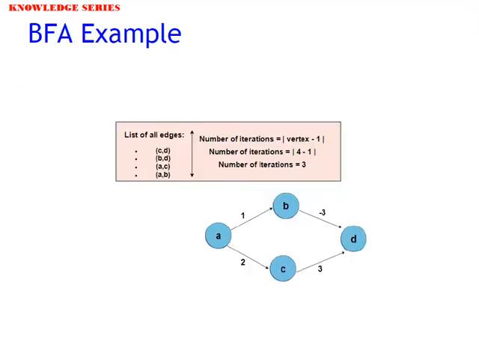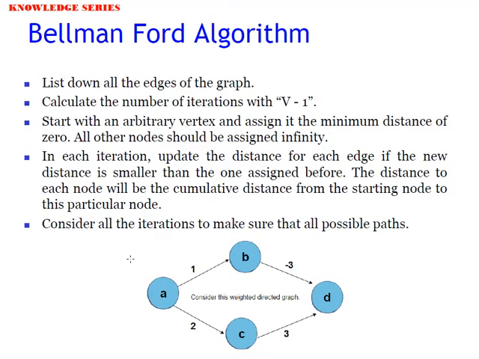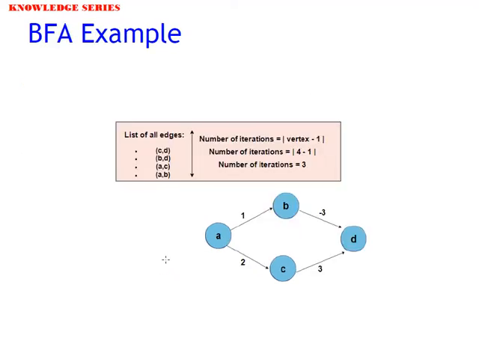Let's see one example which is shown here. Now here in the Bellman Ford algorithm example, as you have seen in a similar figure, a weighted directed graph is shown with the vertices, and in between the vertices the edges have their own weights. So that is the list of all edges: A to B, A to C, C to D, B to D. That is what is shown here.